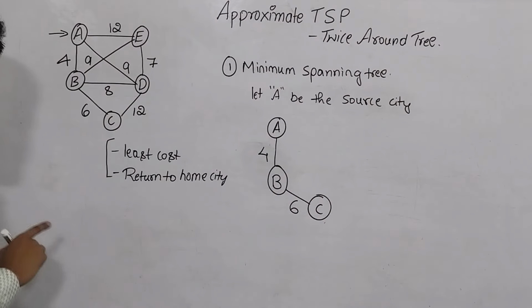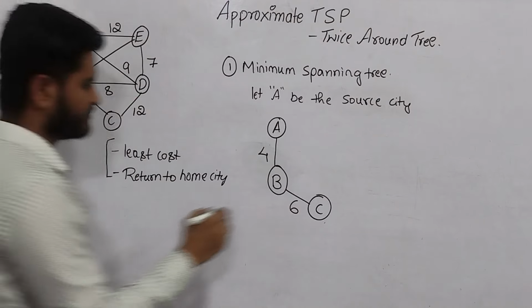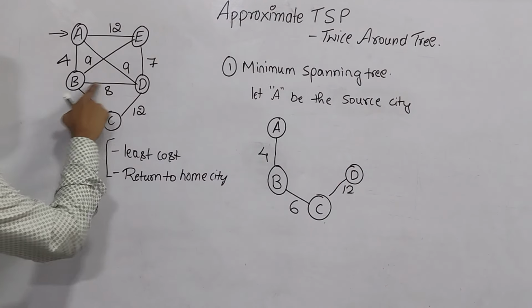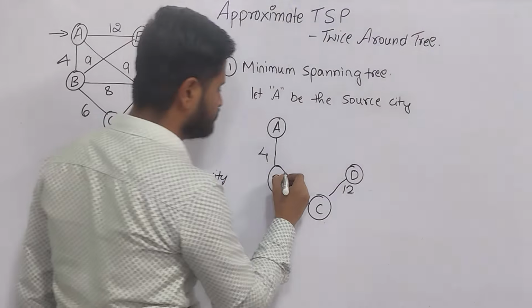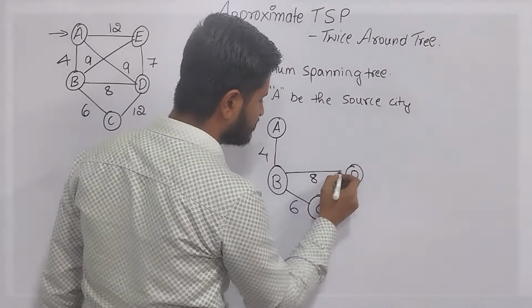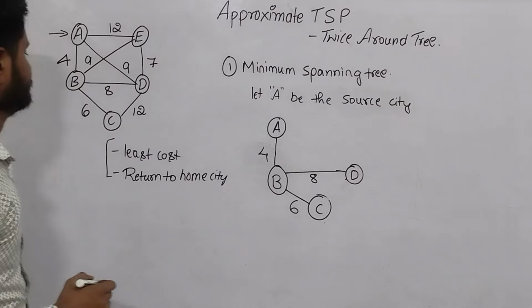From C you can't go back to A. From C you can go to D, but it costs 12. But from B to D it costs 8. So I will be choosing the least cost path. From B I will be going to D with the least cost of 8.